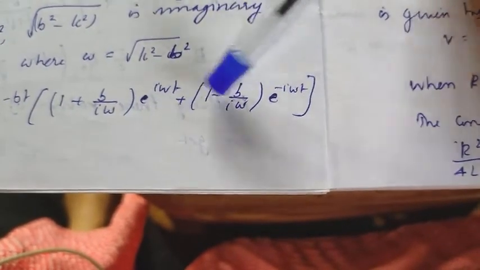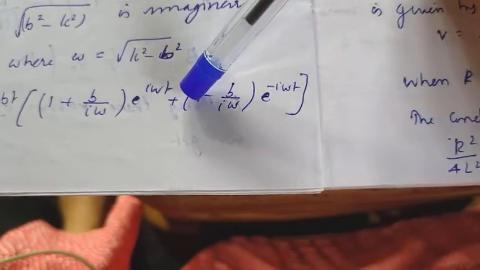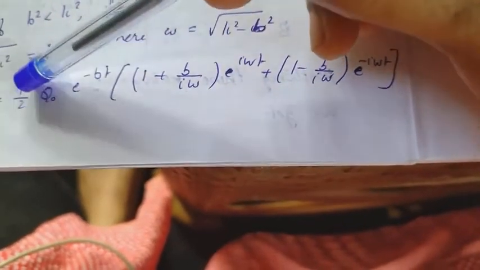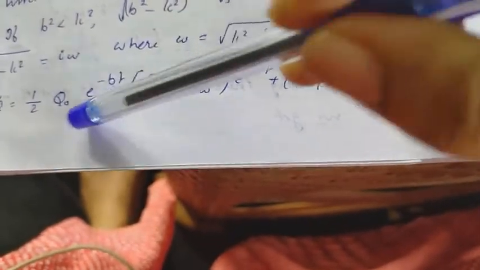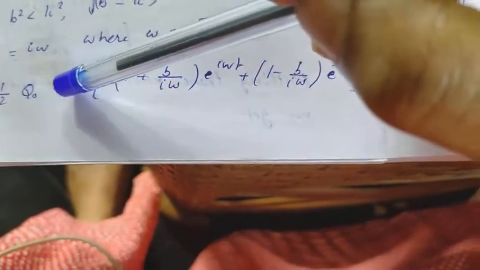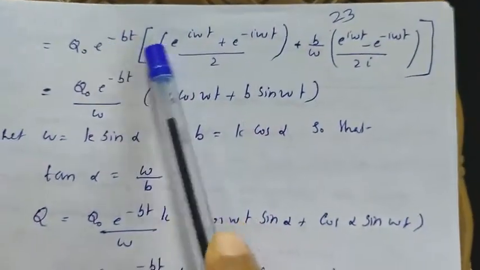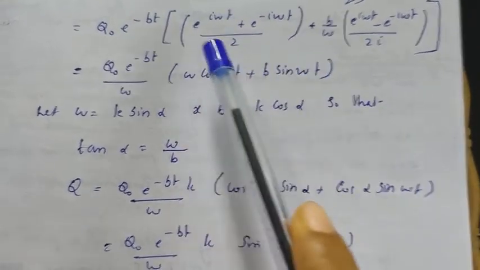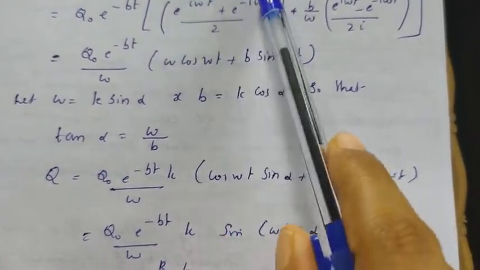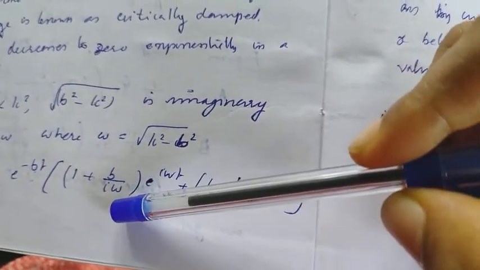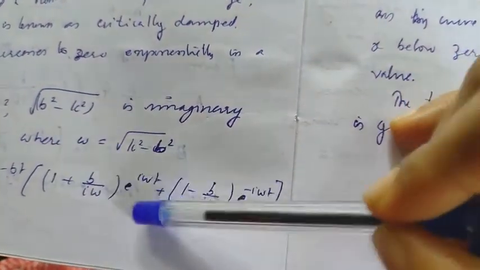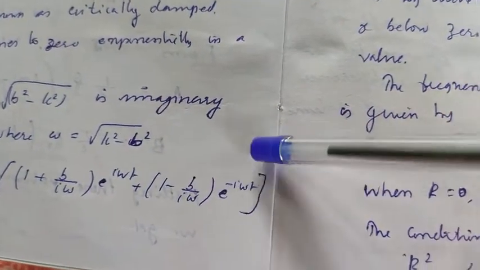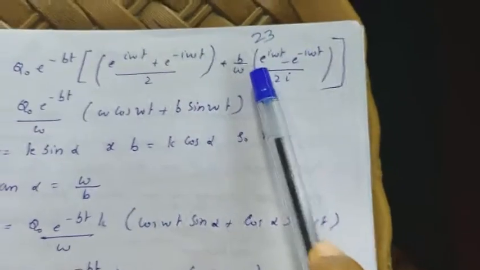Here e to the power minus i omega t is the first term in this bracket, and look, there is a 1 by 2 factor outside. So we are taking this 1 by 2 factor inside this bracket and keeping these two terms outside the bracket. So q0 e raised to minus bt is outside and this 2 is inside. So the first two terms are e raised to i omega t plus e raised to minus i omega t by 2, and the remaining term, b by omega, is taken as common outside the bracket, and the remaining term is e raised to i omega t minus e raised to minus i omega t divided by 2i.